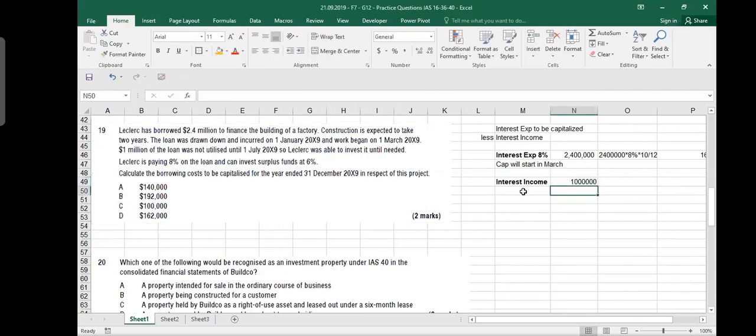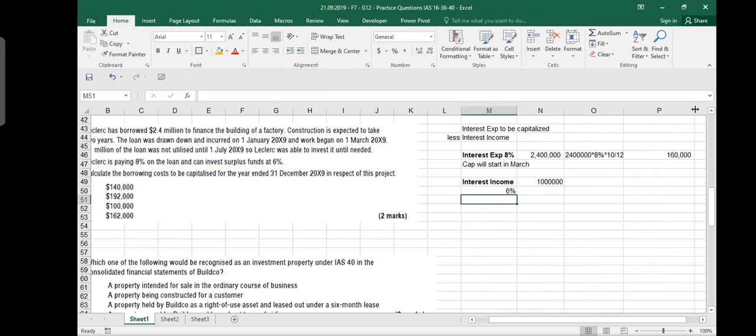1 million we invested, and we invested at 6%. And when did we invest? It says that 1 million was not utilized until 1st July 2009. So now which period should you take? So interest income is 6% for 6 months. For 6 months, right? Which 6 months?